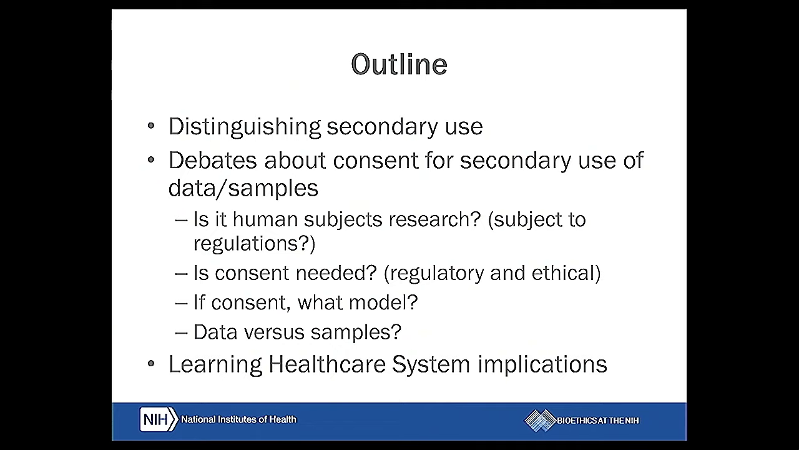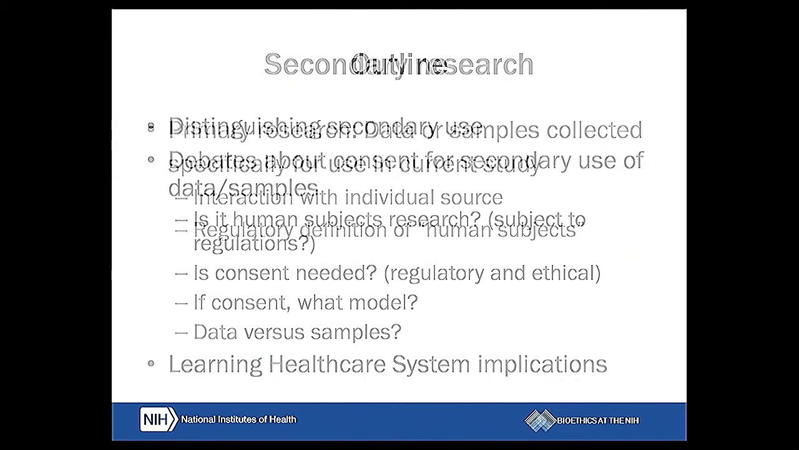And then recount some of the debates that have been ongoing about consent for secondary use of data and samples. Some of these will be familiar to you. There are questions about when is this human subjects research and subject to the regulations, when and if is consent needed, and if so, when. If consent is needed, what model is appropriate? Is there a difference between data and samples in thinking about secondary use? And then some of the implications for learning healthcare systems.